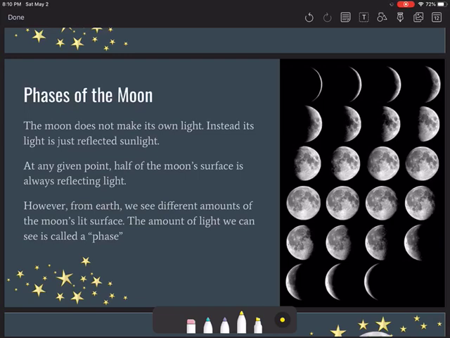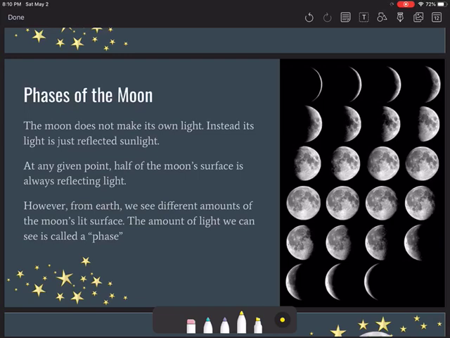The moon does not make its own light. It's not a star, it's not something that produces light, but instead the light that we see from the moon is just reflected from the sun. At any given point, half the moon's surface is always reflecting light. But from Earth, we can see different amounts of the moon's lit surface, depending on where the moon is located and where we are located in reference to the sun. So that's why we see different phases of the moon, but half the moon is always being lit. So that's kind of neat.